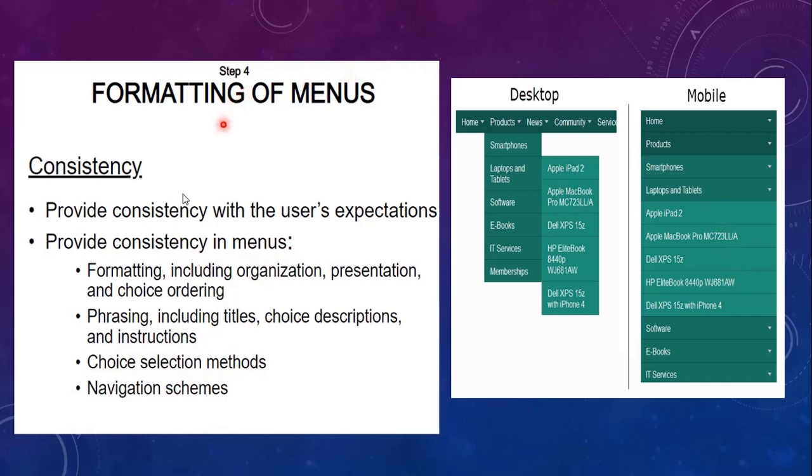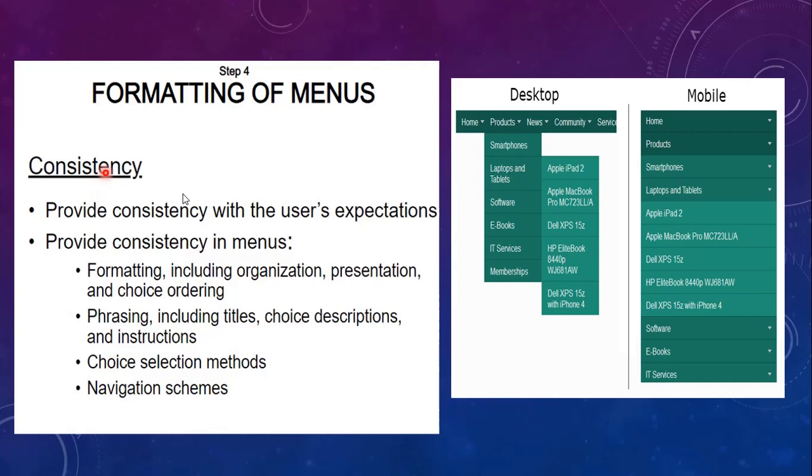See here, the topic here is formatting of menus. That means how you can organize the menu on the screen. It may be on the desktop or mobile or any tablet or any system it may be. How you can organize the menu that you want to see here. So first let us see, we have to follow certain guidelines for formatting the menus. You have some of the points like consistency, display, presentation, organization. All these are the main topics you will be studying in the formatting of menus. So let us start with consistency.